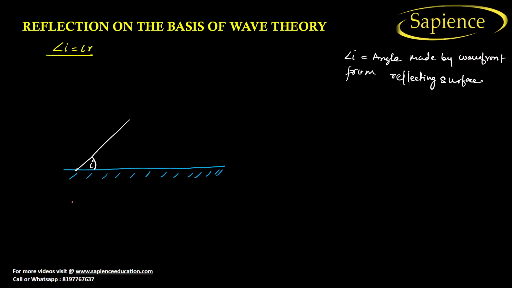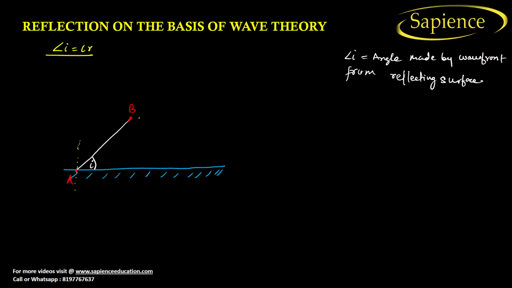Now let us create a normal. So let it be the normal at this point. This is your normal to the surface. Now consider this as point A and this as point B. The whole AB will be a wavefront, and each and every point of this AB will act as a source of light. So it will create some disturbance.